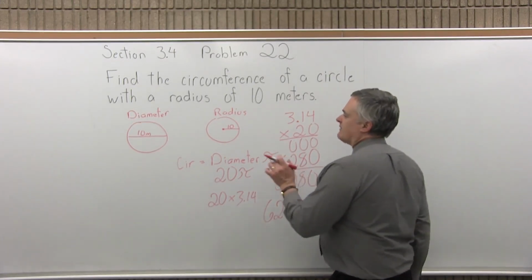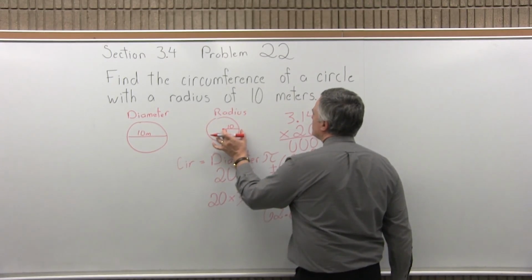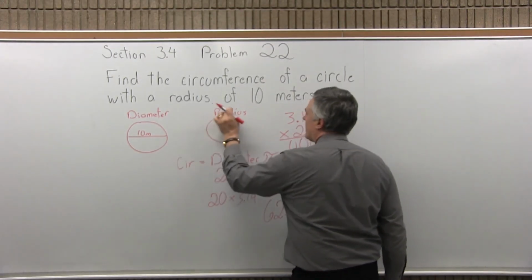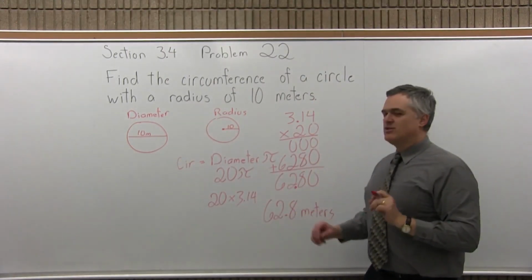And again, what does that answer mean? It means that if I have a circle where it takes 10 meters to go from the center of the circle to the edge, to go all the way around this circle would take 62.8 meters.